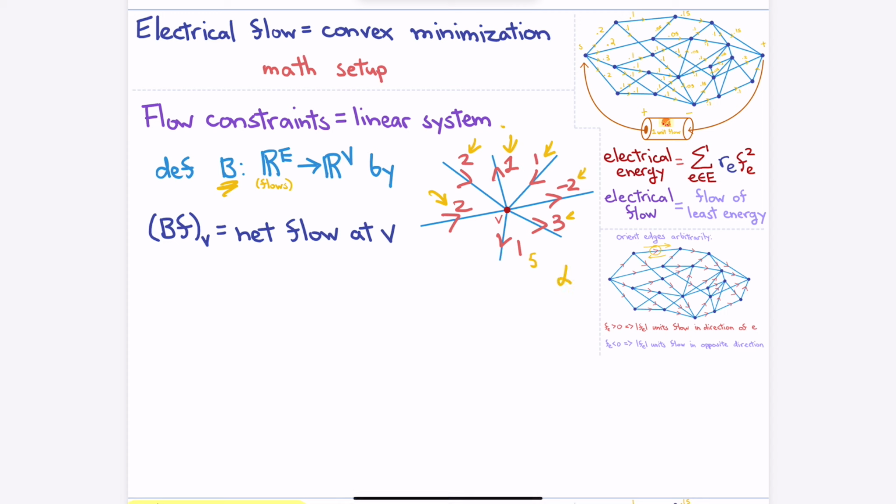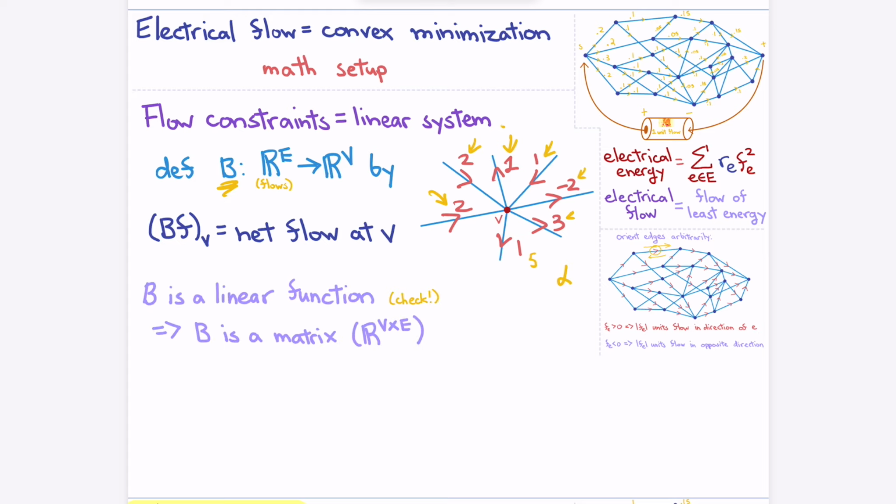And the point though is that it's a linear function of f, right? If I took two flows and added them together, all the net flows would add up or subtract or scale and things like this. So I don't really care what it is. The point is that it's a linear function. It has some matrix. That matrix is going to be like, the input side is edges, so it'll be one column for every edge. The output side is vertices. And then it's going to be ones or negative ones based on the orientation. You know, is that flow adding to the net flow or is it subtracting?